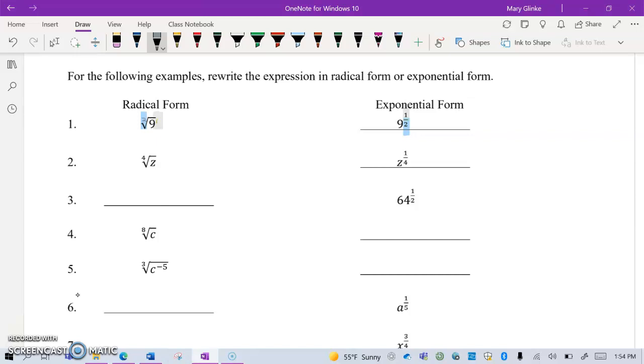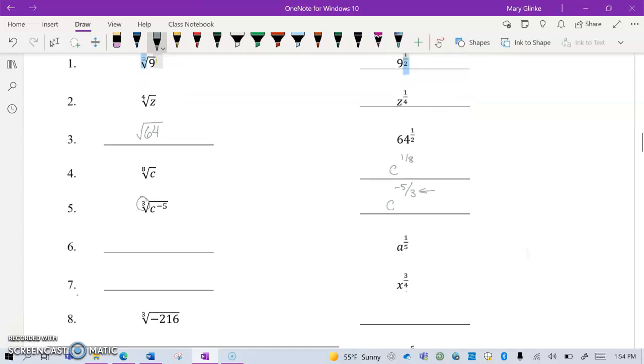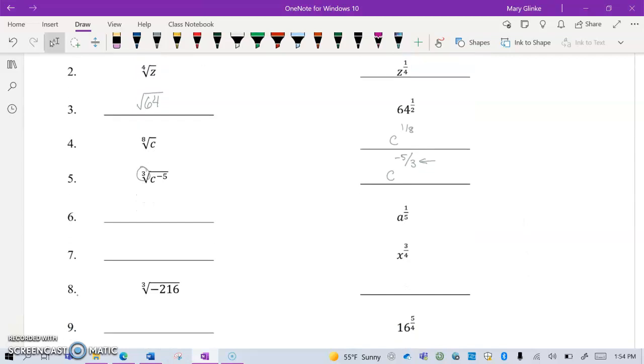For number 3, if we have 64 to the 1/2, that means we are looking at the square root of 64 to the first power. So you can see that the 1 and the 2 are implied. So the eighth root of c could be written as c to the 1/8. The cubed root of c to the -5: c is our base, -5 is our numerator, and 3 is our denominator. Again, the index is your denominator. For number 6 here, a to the 1/5 power would then be the fifth root of a.